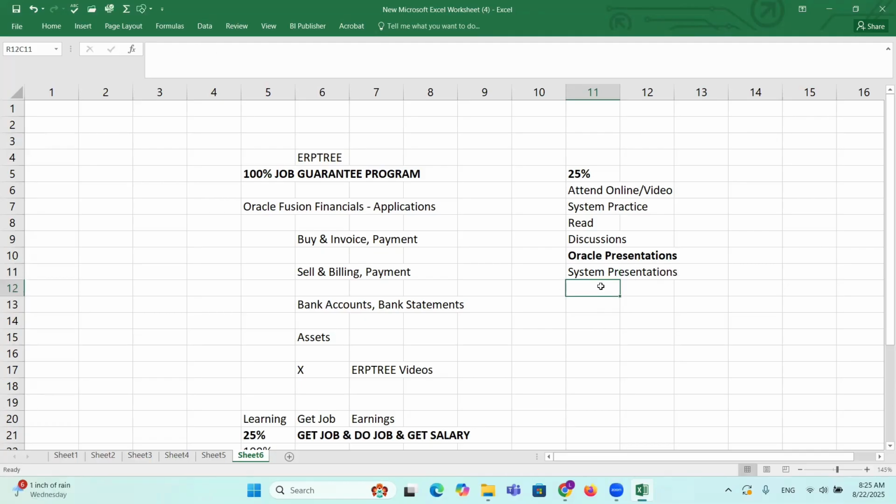And somebody should review what you are doing and they should correct. Then your learning is 50%, I can say, within 25. The overall Oracle Fusion Financials, you are learning 25%. Within the 25%, this is 50%.